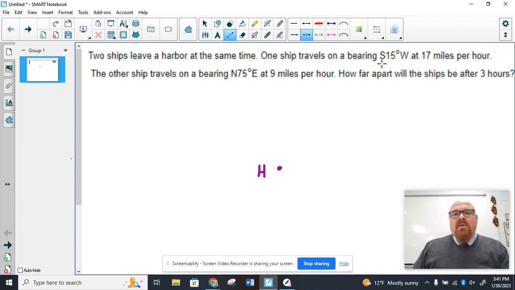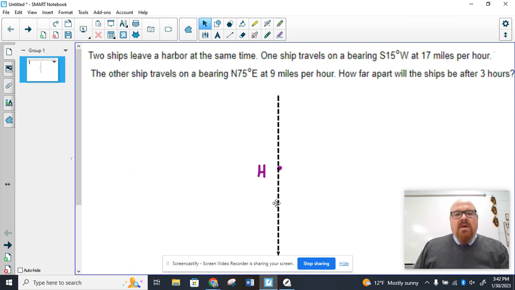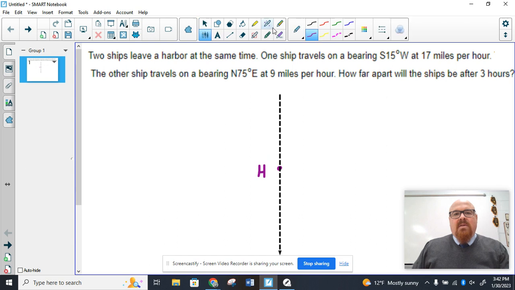Because this bearing is given from the southern direction to the western direction, I'm going to draw, actually, I'll probably just do this because I know I'm going to have this other bearing in a second. The bottom line is you need to have a north-south line because that's how this bearing starts, from south swinging to the west 15 degrees. So I'm going to take another line here.